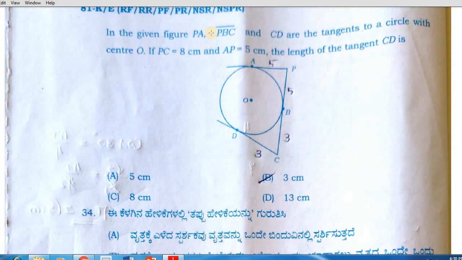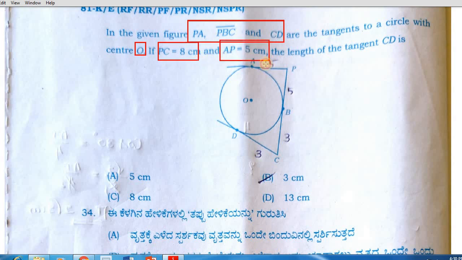In the given figure, PA, PBC and CD are three tangents drawn to a circle with center O. If PC equals 8 centimeter and AP equals 5 centimeter, then find the length of CD. Observe the figure properly. Without calculating, you can guess the answer.